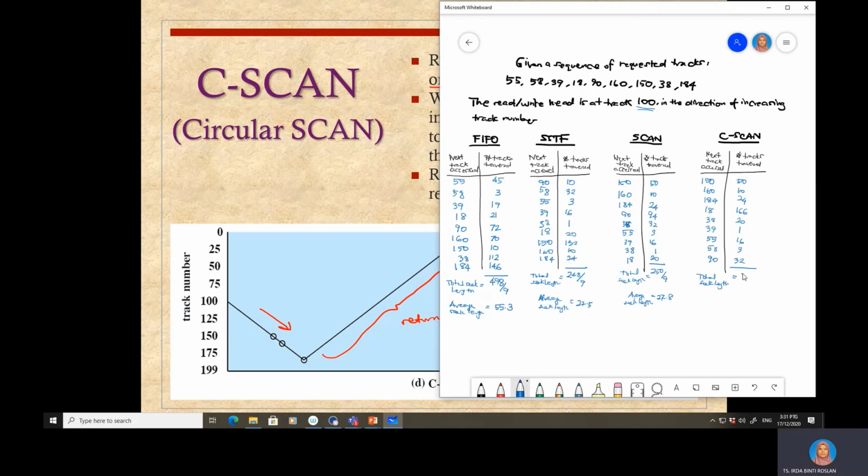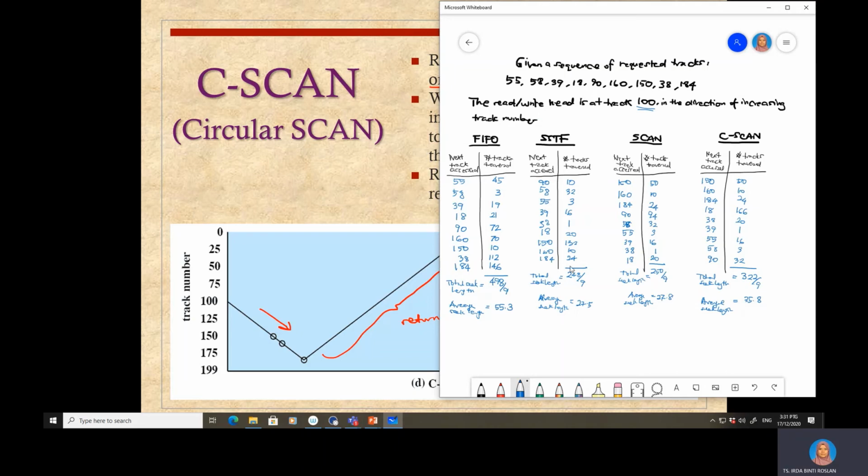And the total is 322. If you want to get the average seek length, you divide it by 9, you will get 35.8. So this is the average seek length for C-scan.